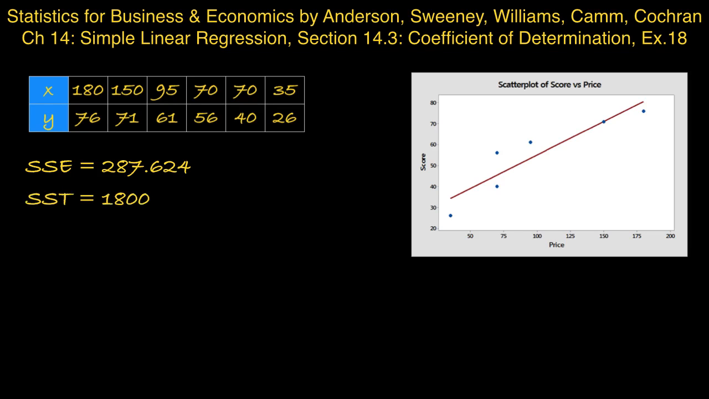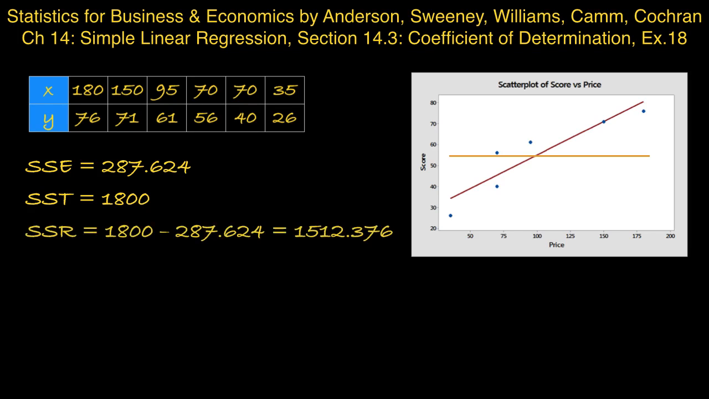Next, the total sum of squares. If we add a horizontal line to our scatter plot at the mean value for the y variable, so the mean score is 55 in this data set, and so I've added a horizontal line at score equal 55, the total sum of squares represents the sum of the squares of the vertical distances between the points and that mean line at score equal 55.